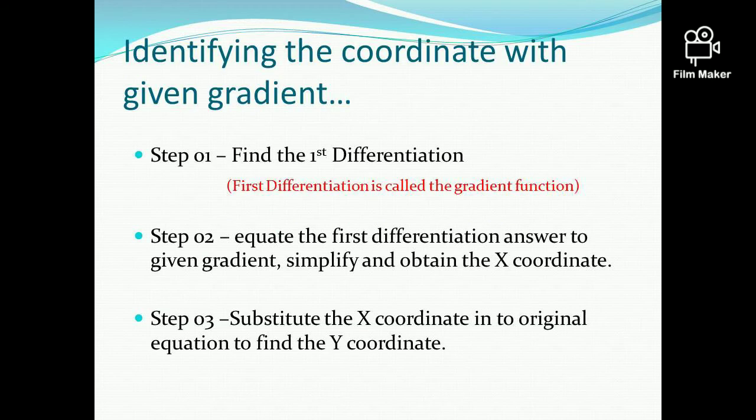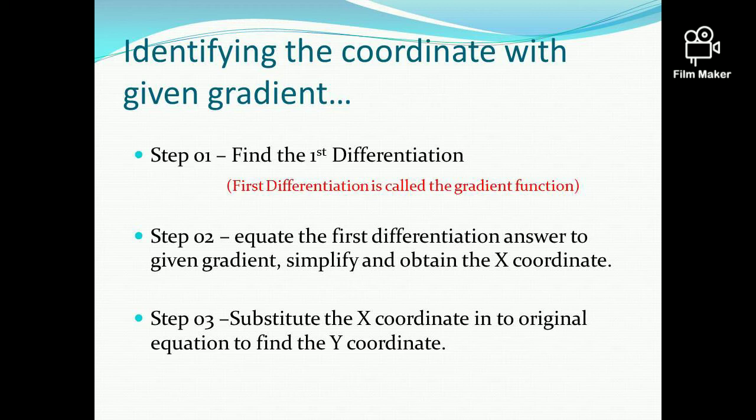In previous examples, we came to know how to find the gradient of a curve at a given specific point. In this slide, we need to learn, if the gradient is given at a specific point, how to find the coordinate of that point.